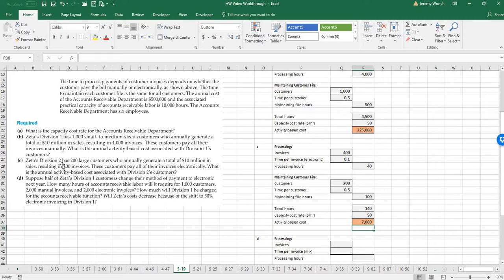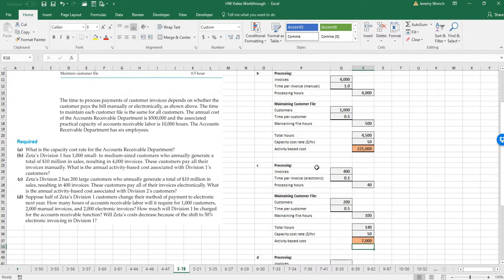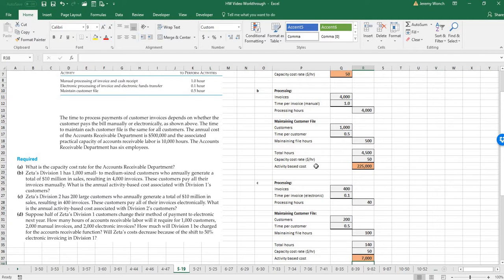If you look at this, we have Division 1 and Division 2, they both generate $10 million in sales, but their costs are drastically different. So we definitely wouldn't want to allocate costs based on the total revenue that they produce. Otherwise, we would be saying that Division 2 costs way more than it actually does. By identifying what the actual costs are, we're able to understand how profitable each division is, much more easily.